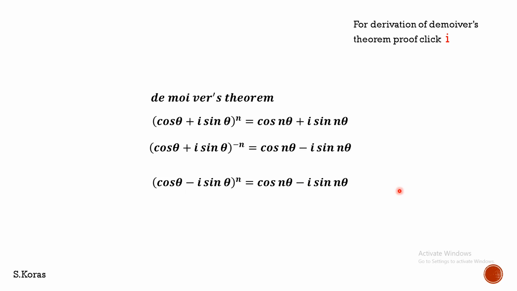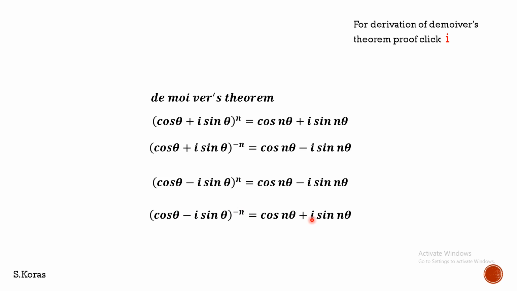And there is one more corollary, that is (cos theta minus i sin theta) whole power minus n, which is equal to cos n theta plus i sin n theta. Will the shortcut work for this? Yes, surely it will work for this. Just multiply the sign of the power with the middle sign along with i. So minus into minus will become plus. You just keep plus in the middle.